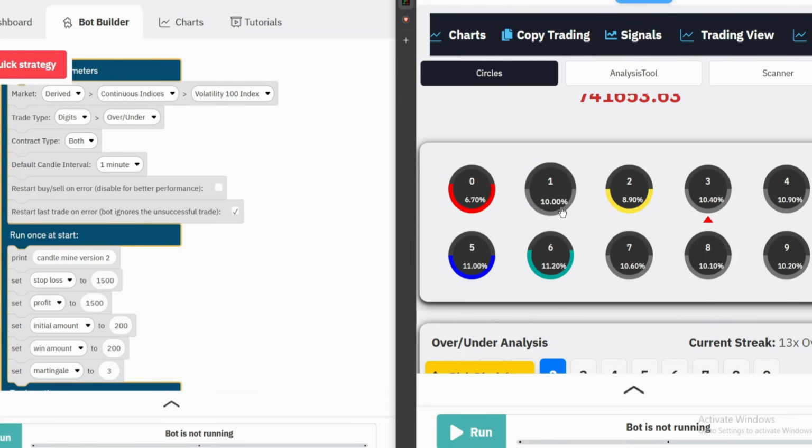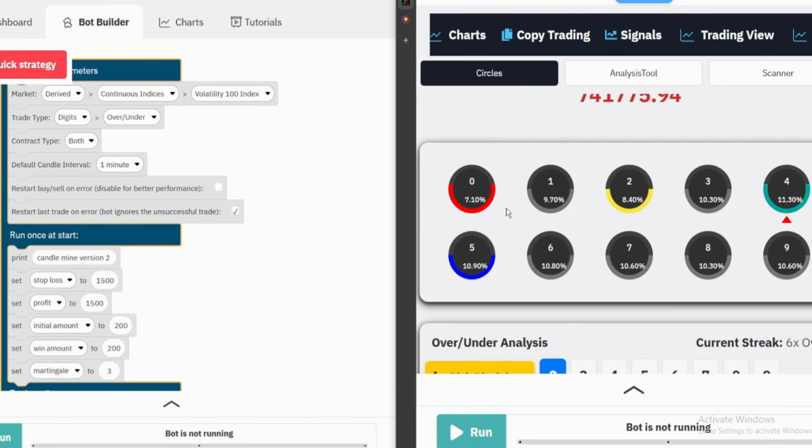Now, if you're trading manually, as you can see, we have this ticker, the red triangle, that is moving from number to number. So you wait for this ticker to go to 0, and then if it goes to 1, you press over. If it goes to 2 and then 1 also, press over. But before you press over, ensure the ticker first of all has landed on one other number, and then it goes to 1, and then you press over.